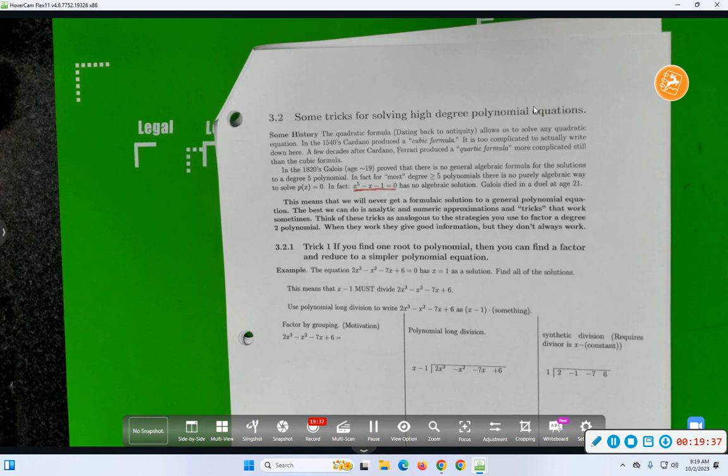So if someone hands you a high degree polynomial equation, chances are decent that there is no algebraic solution. That being said, if I asked you what are the solutions to this equation, and they just said, well, I want them accurate to the thousandths place, what's something you could do?